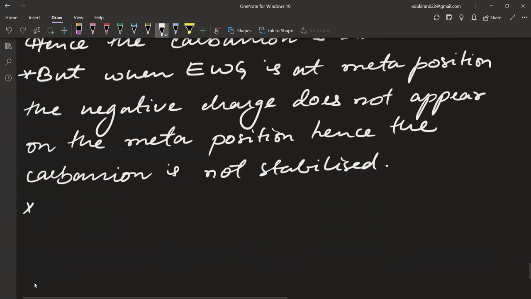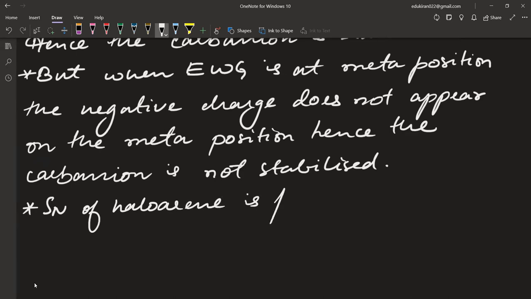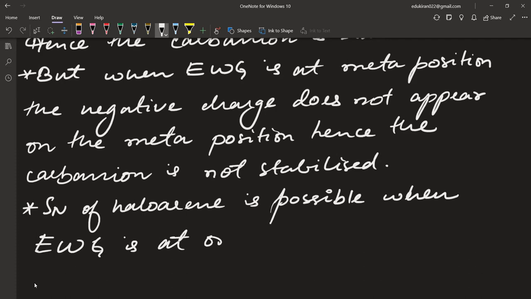Can you write? SN of haloarenes is possible when electron withdrawing group is at ortho and para positions.